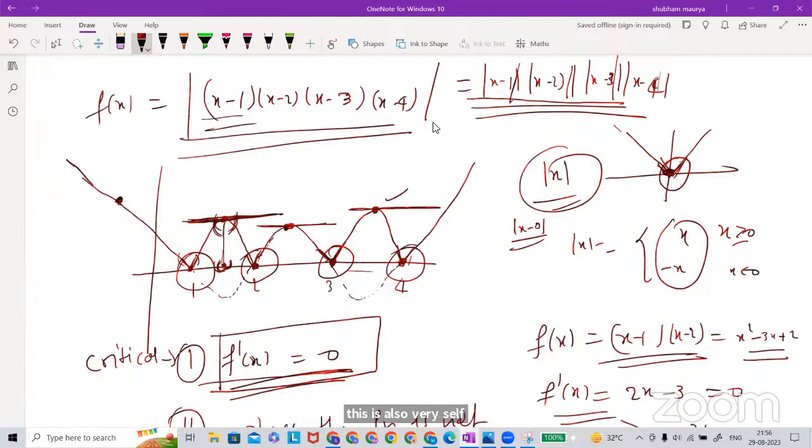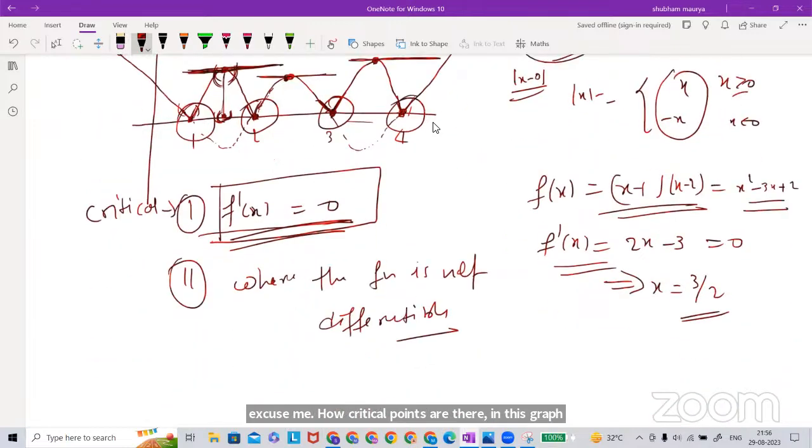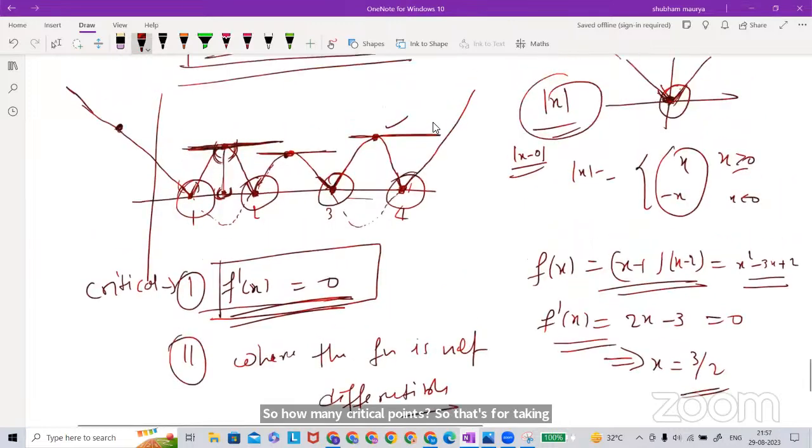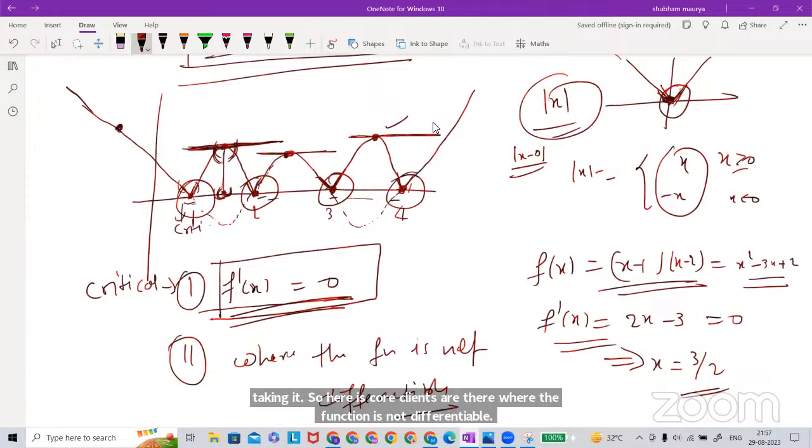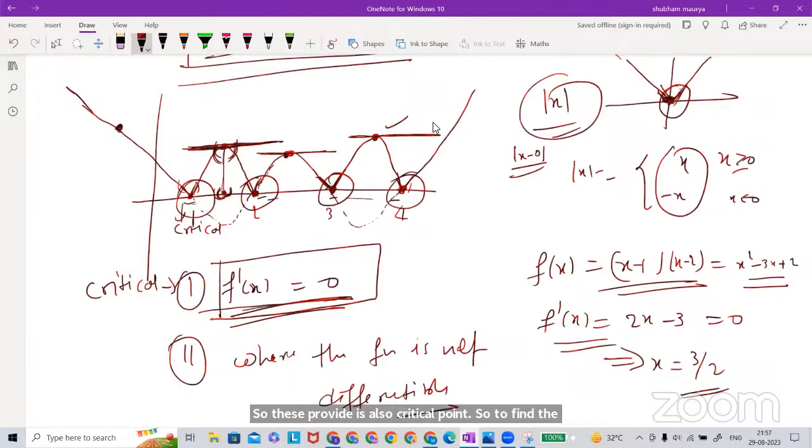How many critical points are there, sir, in this graph? So that's the thing here. There are 4 points where the function is not differentiable, so these points are also critical points. To find the critical points, you have to equate to 0, and however many values you get, those are critical points. And also you have to check where the function is not differentiable.